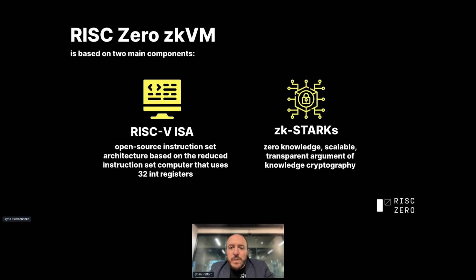I don't think we get into it too much, but we do also have these accelerator circuits, which are useful and necessary for things like cryptographic operations, such as hashing and various signature algorithms. Yeah, next slide.